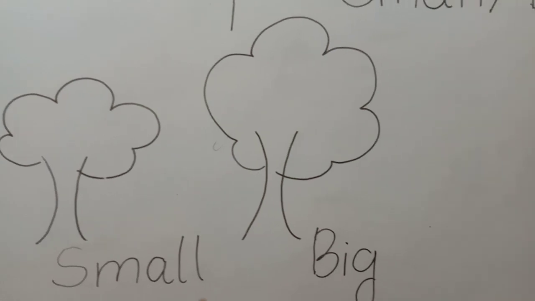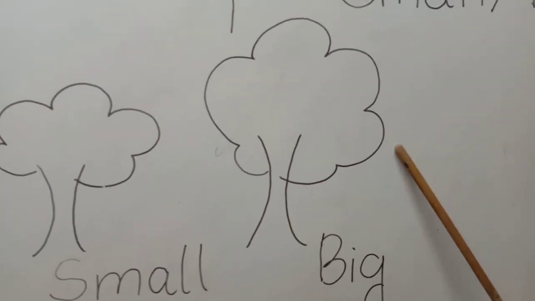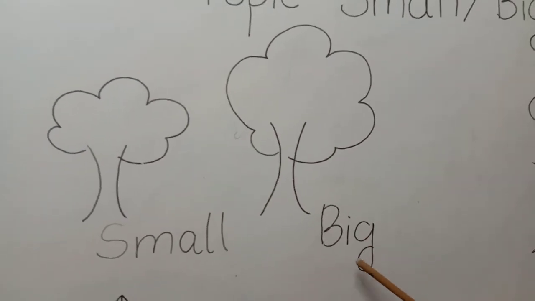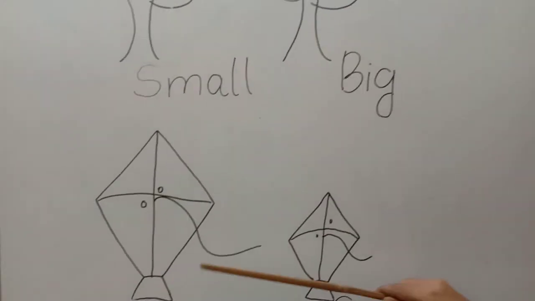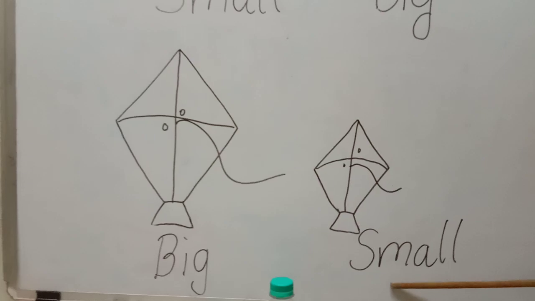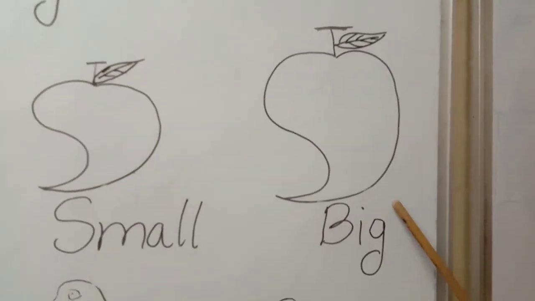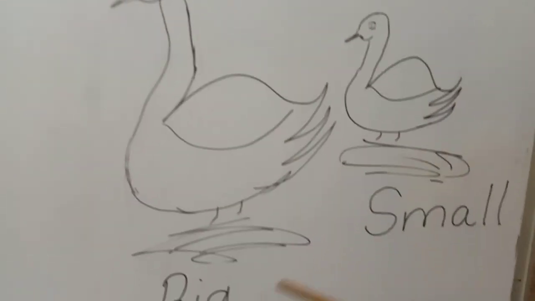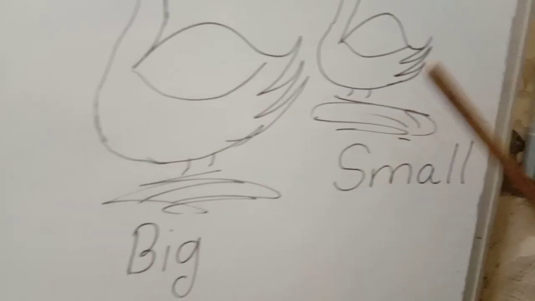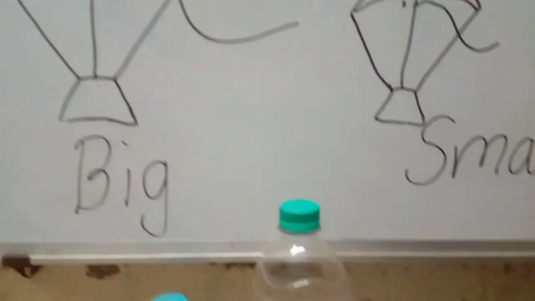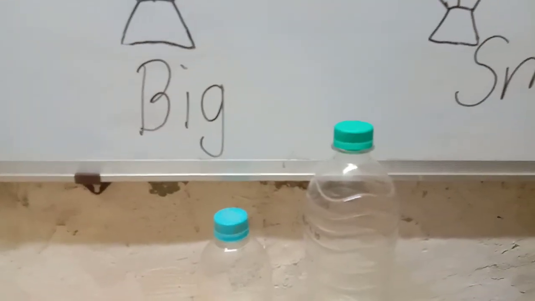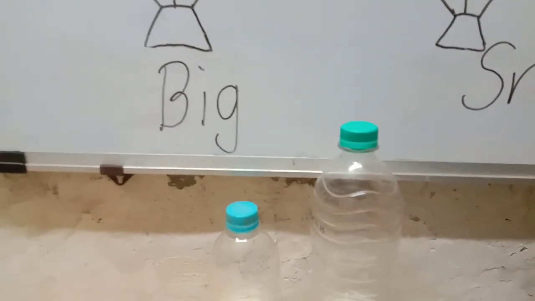Okay, see children, plants, trees are there. Small, big. Okay, big kite, small kite. Small mango, big mango. Big duck, small duck. Okay, now one by one I will show you the objects also, which I have shown you as examples for you.